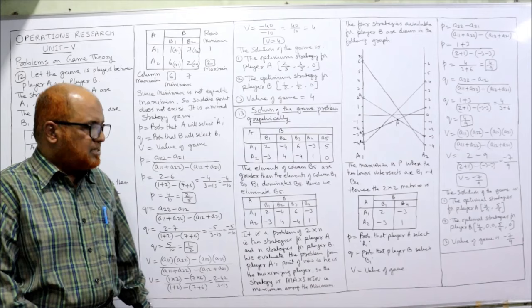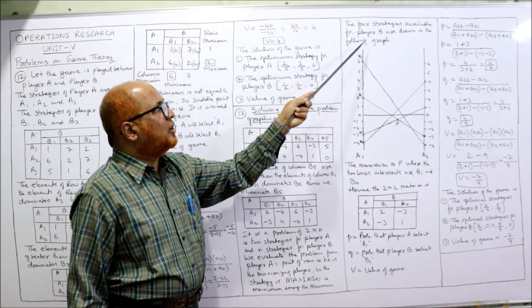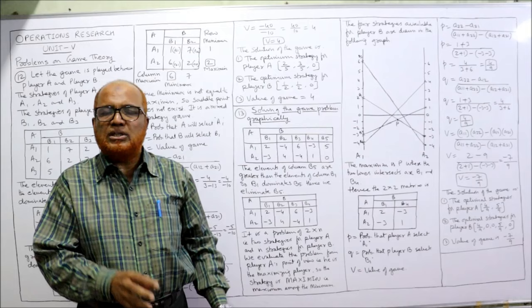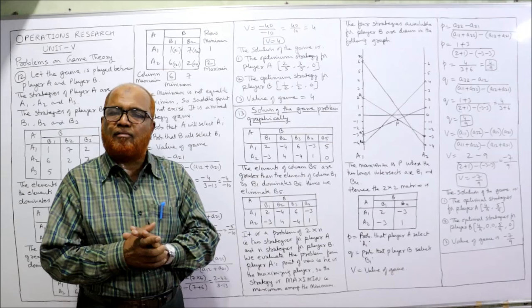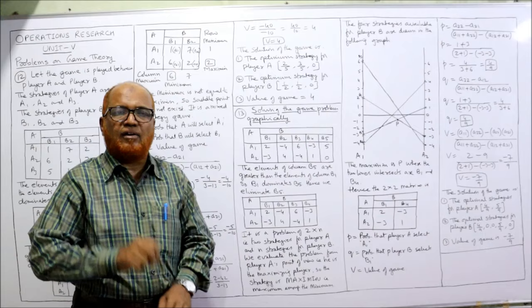Now, the 4 strategies available for player B are drawn in the following graph. So how to draw the graph carefully? While watching the video, I always suggest you to keep a notebook, calculator, pen, pencil, scale ready. Now you have to draw the graph for the 4 strategies available for player B.